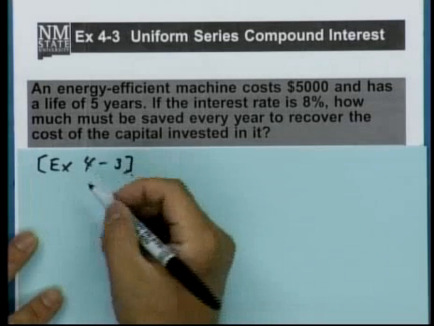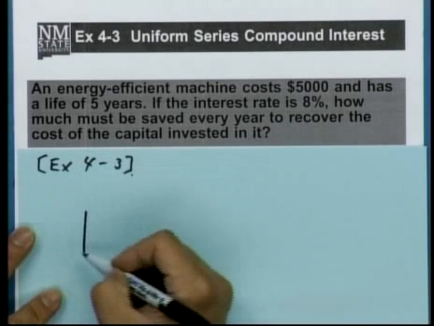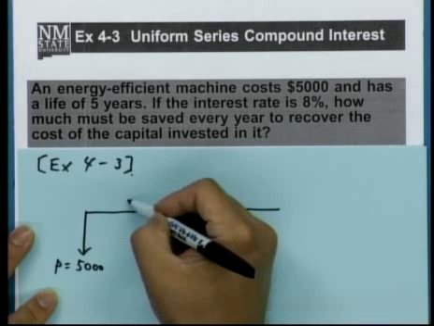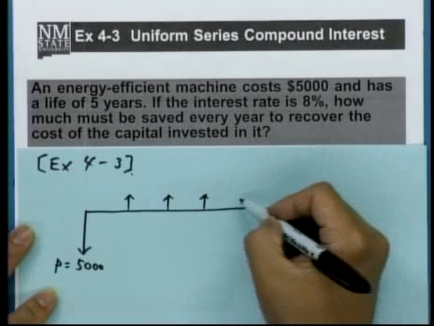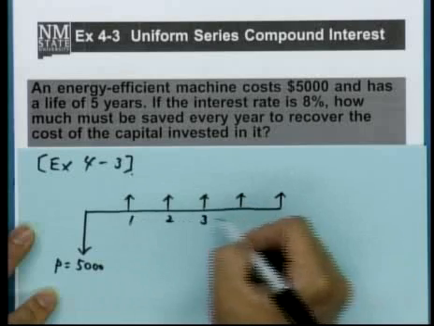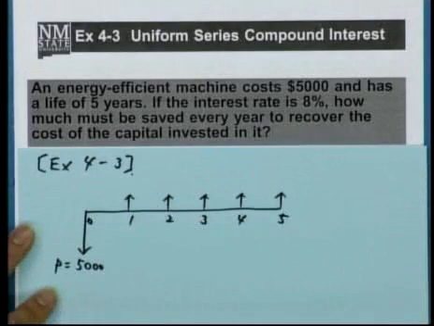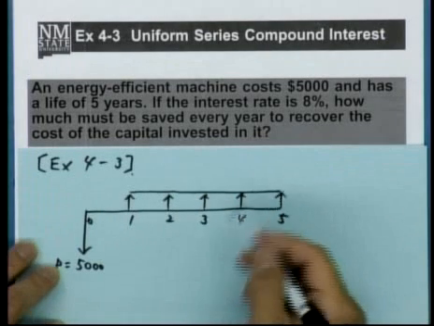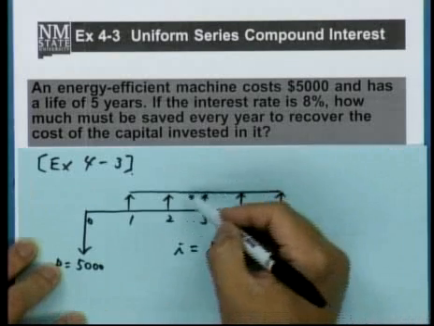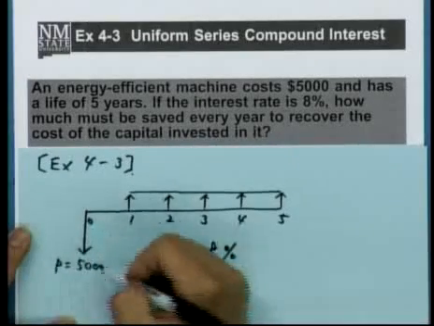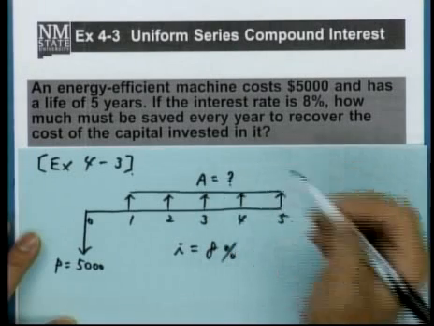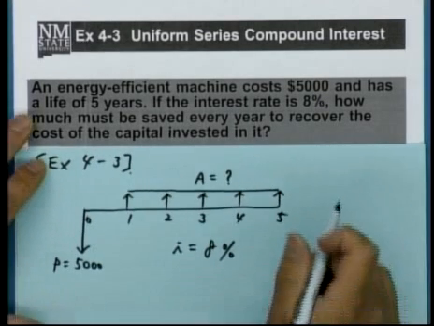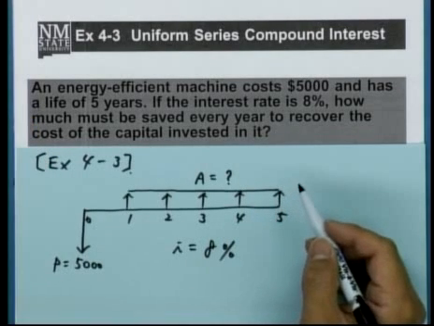So the initial investment is $5,000, right? So if you draw the cash flow diagram, initial investment is $5,000. 1, 2, 3, 4, 5. Okay. And for the next 5 years, we want to know that with 8% interest rate, the annual payment which will cover this initial investment of $5,000. So we want to know the uniform series over the next 5 years, 5 periods, right? So using the uniform series present worth formula, we can answer this question, right?